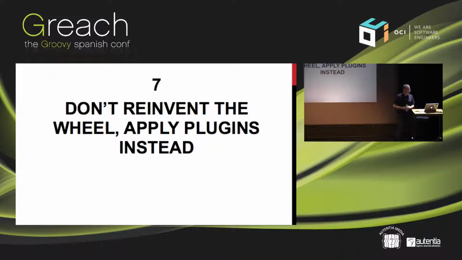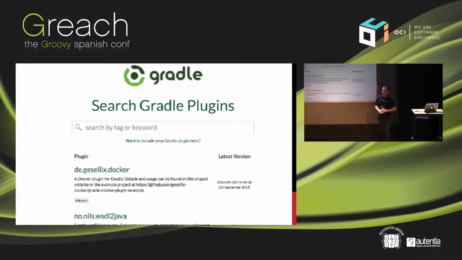Next one. Don't reinvent the wheel. Do you have any idea how many Git-based plugins for Gradle exist? To just read the last hash or the last commit? Have you any idea how many different plugins exist to figure out what is the latest version of a dependency? I have no idea why, but there are more than one, and that's crazy.